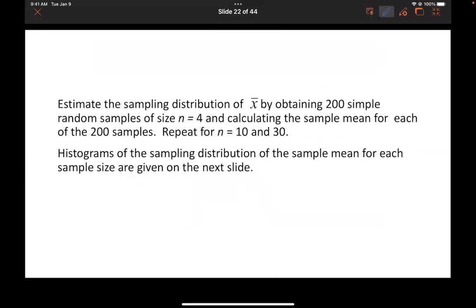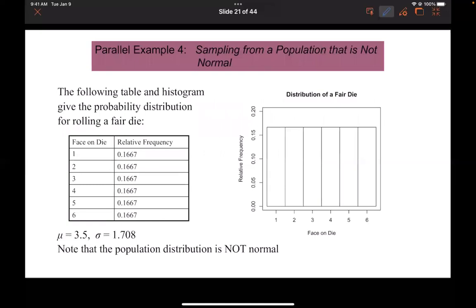So let's take a look at what happens. I took 200 simple random samples of n equals 4. Basically, I rolled a die 4 times and found the average of the numbers on the die. Then I did that again, 200 times of 4 rolls each, and found those averages. Remember, this distribution is not normal. So I roll the die 4 times, take the average, roll it again, take the average, and continue on and on.